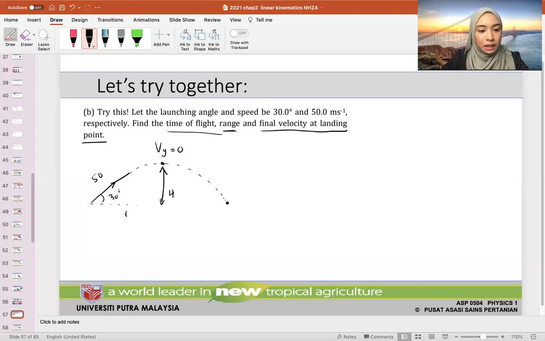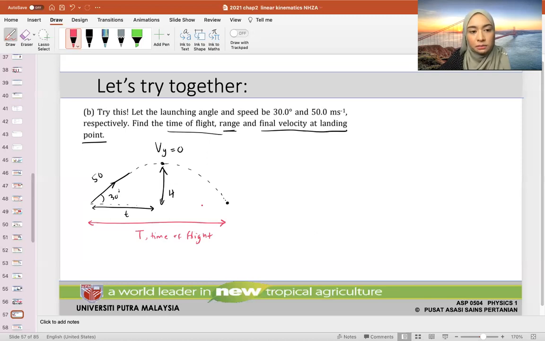Tadi dia tanya time to get to the maximum point, which was over here. Now it's asking you the time of flight. Maksudnya the whole duration until it lands. The whole duration of the motion. So this is called capital T, or time of flight. Okay, I'm introducing capital T to you. What does it mean? Means the whole duration of time for the projectile motion untuk sampai ke landing point. Maksudnya terbang lah, jatuh.